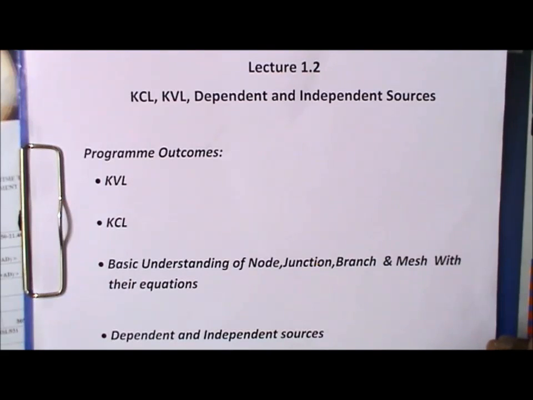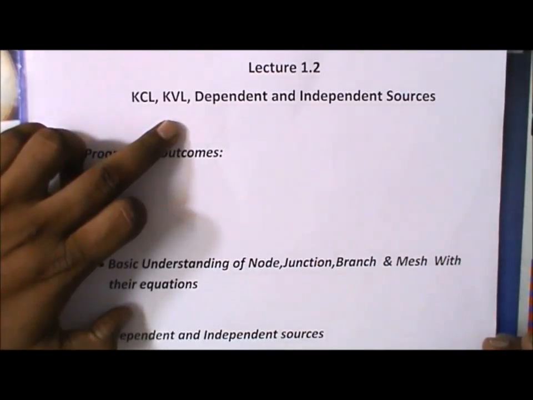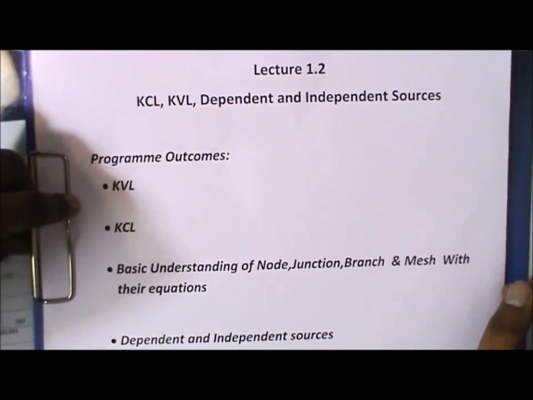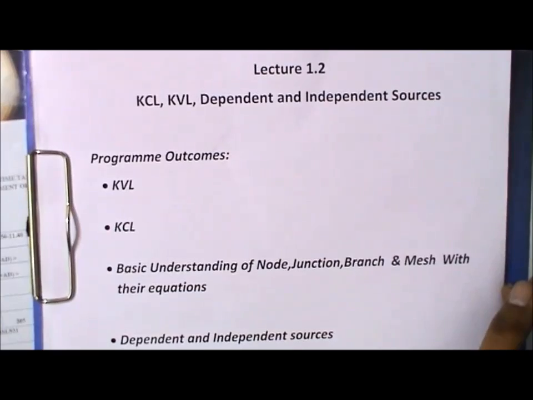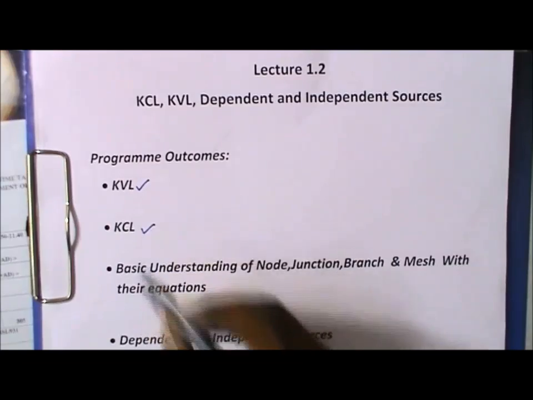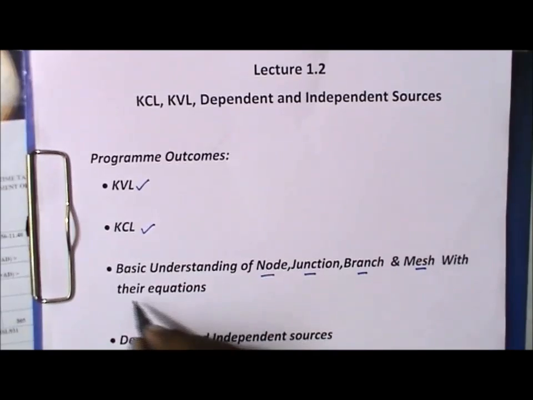In this lecture, we are basically going to discuss KCL, KVL, and dependent and independent sources of the network elements. Since we have already discussed some basic issues regarding the inductor, the capacitor and the resistance in the previous lecture, now we have to use these elements in network circuits by using some principles that we call KVL, KCL, some basic terms, node, junction, branch and mesh with their equations, and dependent and independent sources.